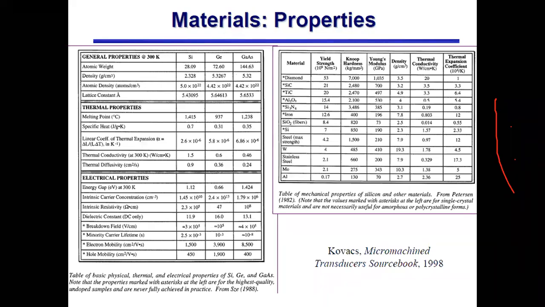So depending upon the requirement, first you have to select a specific type of wafer, whether you need a silicon wafer, germanium wafer, or gallium arsenide wafer.